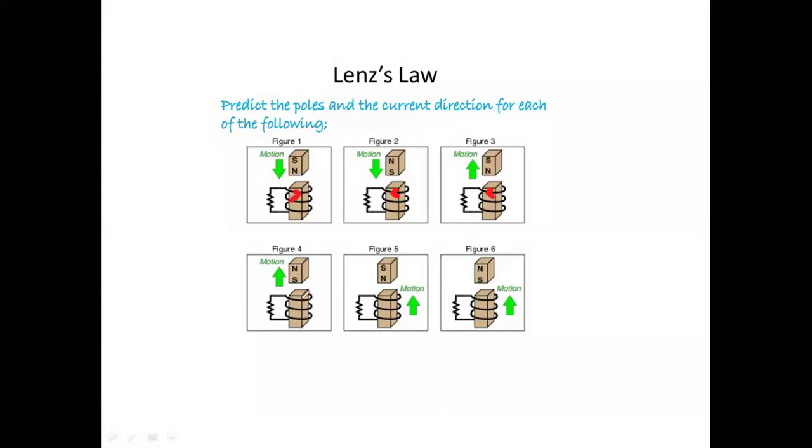And in this fourth one, the south pole is going away. So to stop the motion of the south pole, the current will flow in anti-clockwise direction so that this end becomes a north pole to attract this magnet which is going away from it.